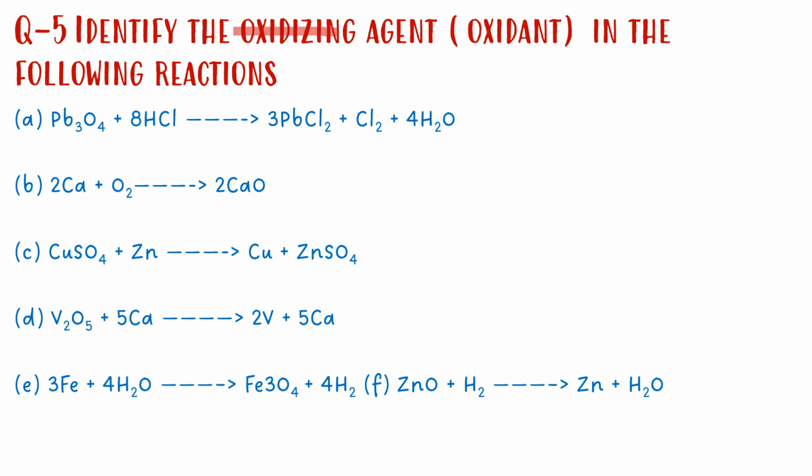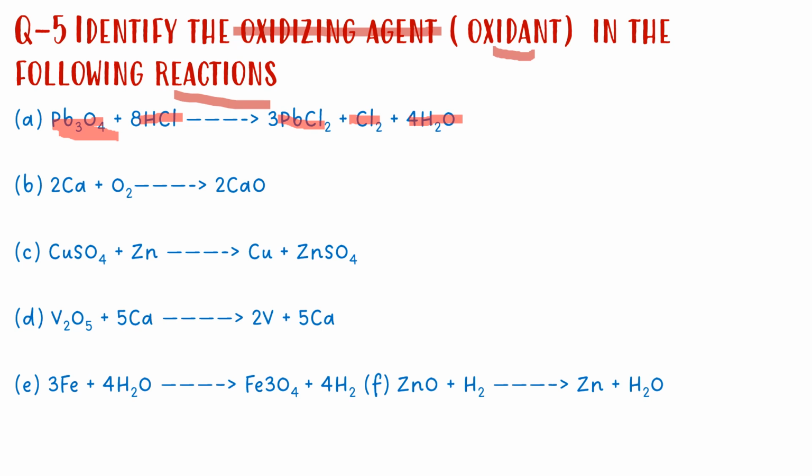The next question goes about identifying the oxidizing agent or the oxidant in the reactions. So one by one, we'll come to know about different reactions and questions. For the first reaction, Pb3O4 or lead oxide is reacting with HCl to produce PbCl2, lead chloride, chlorine gas is also released. Also H2O is formed, that is water.